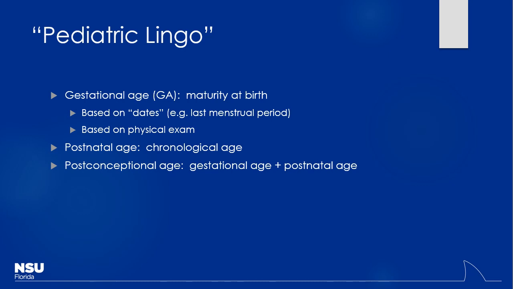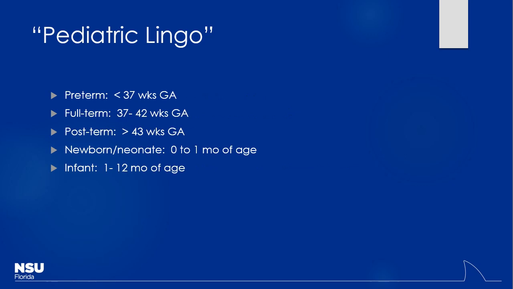Typically postnatal age is once they're born, how old they are. So if you see a 2-day-old, 3-week-old, whatever, 33-year-old, that's all basically the postnatal age. And then post-conception age will be just the two put together. Preterm is anything less than 37 weeks. Full term we consider 37 to 42 or so. And then as far as the lingo goes, when you're talking about neonates specifically, what time frame are we talking?